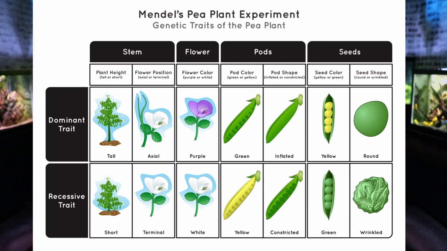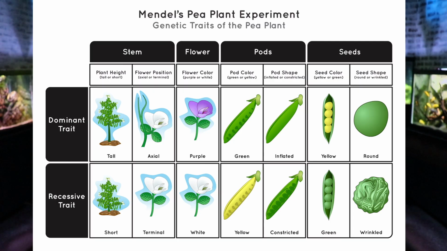So what did Gregor Mendel do? Well, this is a pretty good summary. What he did is he was studying pea plants and he studied thousands of them. So he had a huge sample size over many, many years. And what he did is he looked at certain characteristics.